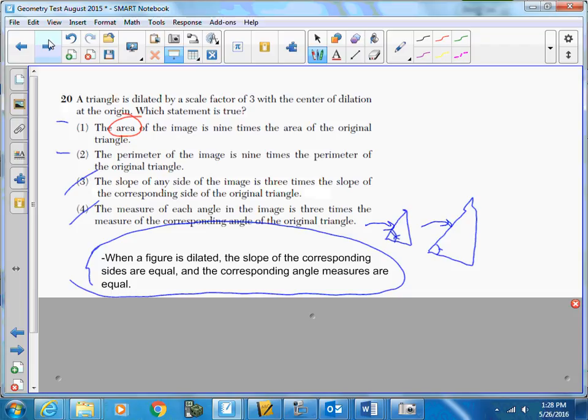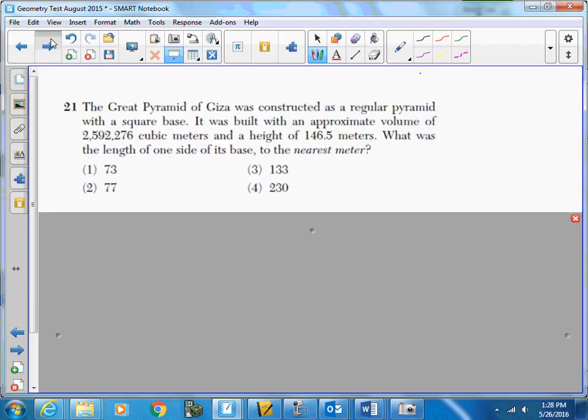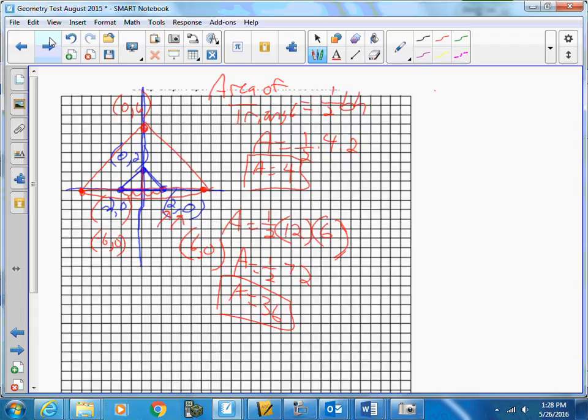So let's just try out number 2, though. The perimeter of the image is 9 times the perimeter of the original. So let's go back here, and let's approximate the perimeter. With our blue one, the perimeter is going to be, remember that bottom side is 4, and then the other 2 sides are about 2. Let's just say they're about 2. We're estimating. So it's approximately 8, give or take.